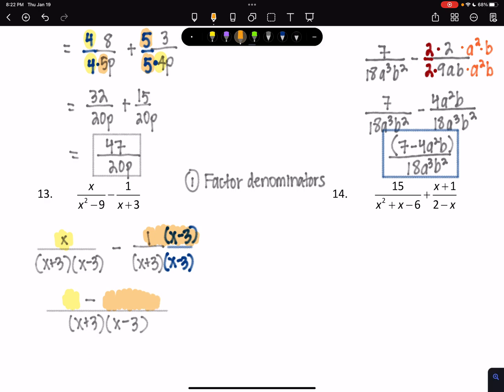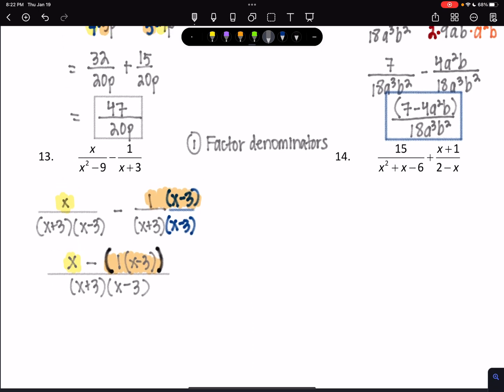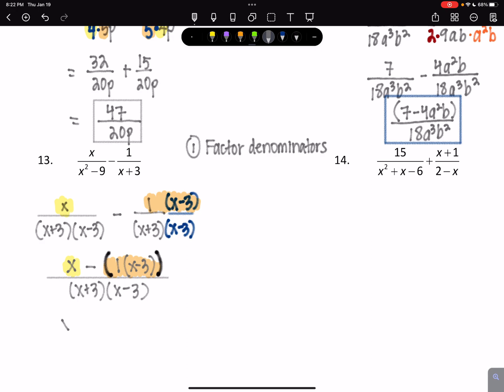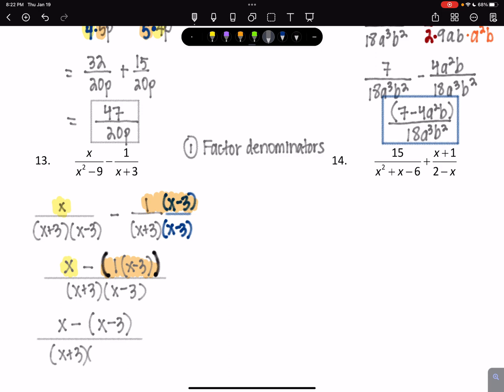And when I say all of, I need to make sure that I have all of it in parentheses. So the first numerator is x, and the second numerator is going to be 1 times the quantity x minus 3, which is just x minus 3. So I'm going to actually rewrite that: 1 times the quantity of x minus 3, all over (x plus 3)(x minus 3).